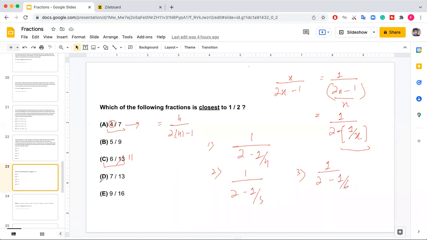Can we do D with this? Yes, this will be 1 over 2 minus 1 over 7. And now tell me about E. Can we do E with this? No, we can't, because the difference must be 2. It is not in the form of x over 2 times x minus 1.